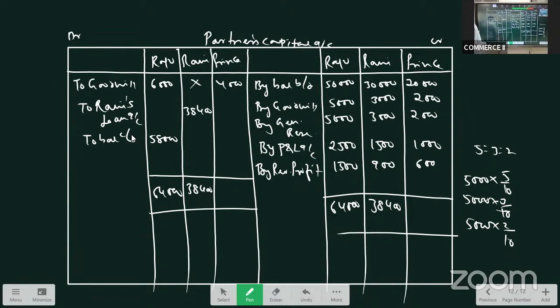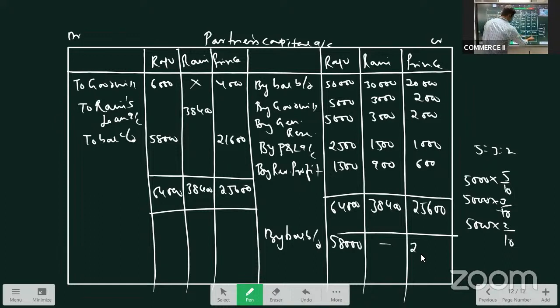What is Raju's capital in the new firm? 58,000. Okay. Then Prince, 25,600 minus 4,000, it is 21,600. By balance brought down. Raju's capital is 58,000 and Prince's capital is 21,600. Okay, so with this new balance of capitals, we will prepare the balance sheet.